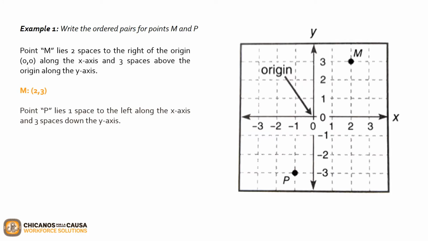Now P. Point P lies 1 space to the left along the x-axis and 3 spaces down the y-axis. Similar to our number lines, a plane or a grid is also going to have negative numbers. You can also see that both the x and the y-axis have little arrows at the end of their line. These basically indicate that there's an indefinite amount of points. So in this case, we're going to move to the left 1, which is -1, and then we're going to move down 3, which is -3. Therefore, our ordered pair for P is (-1, -3).